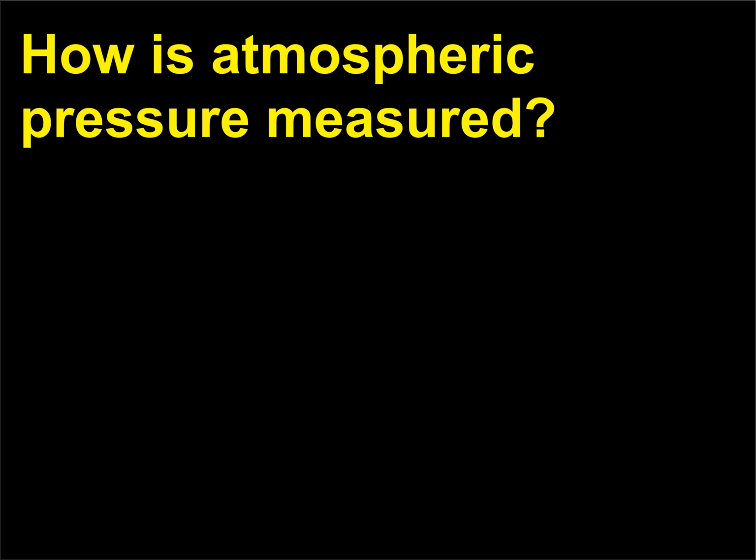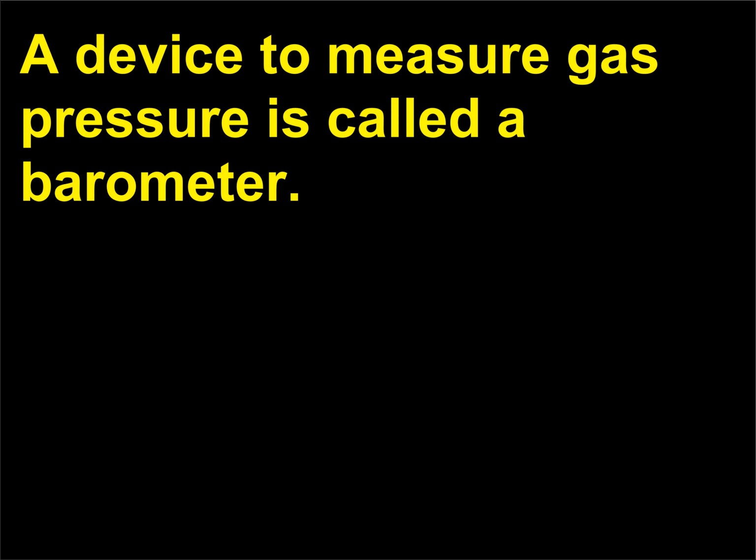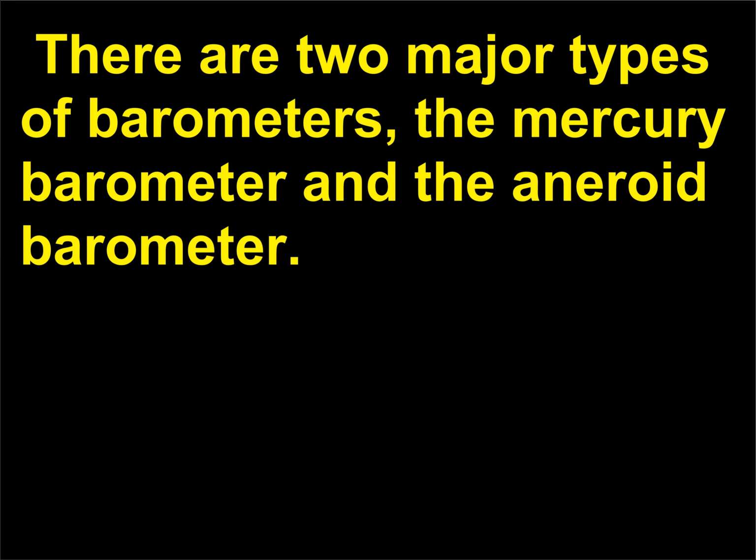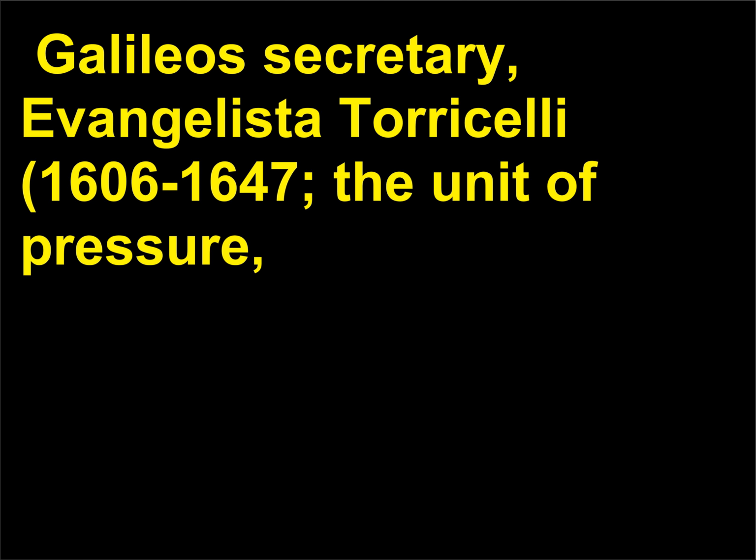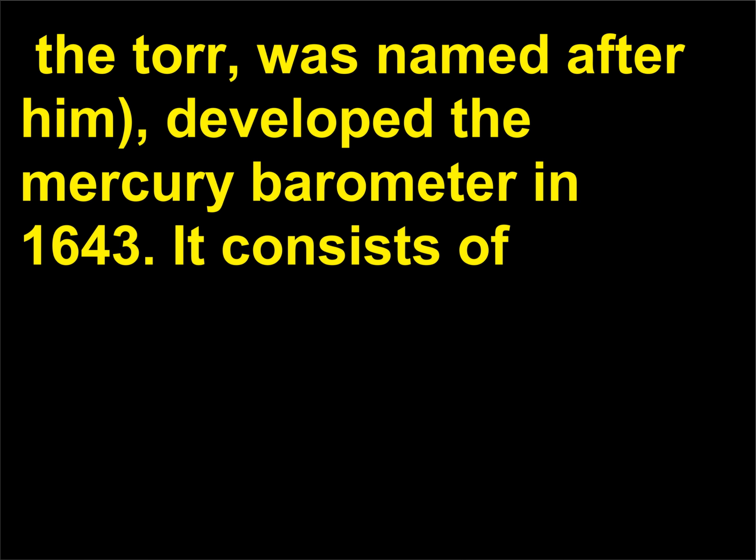How is atmospheric pressure measured? A device to measure gas pressure is called a barometer. There are two major types of barometers, the mercury barometer and the aneroid barometer. Galileo's secretary, Evangelista Torricelli, 1606 to 1647, developed the mercury barometer in 1643. The unit of pressure, the torr, was named after him.